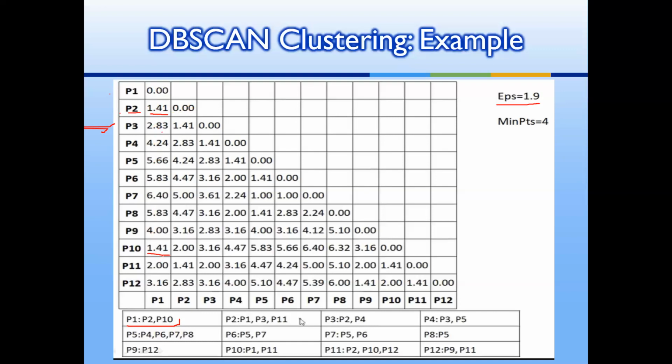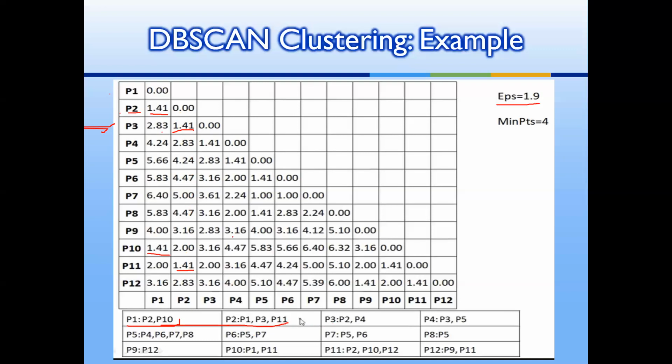P3 also has a distance less than 1.9 from P2. Then P11 also has a distance less than 1.9. So here we have formed a group of these 4 points, with P2 as the center point in this group of P2.